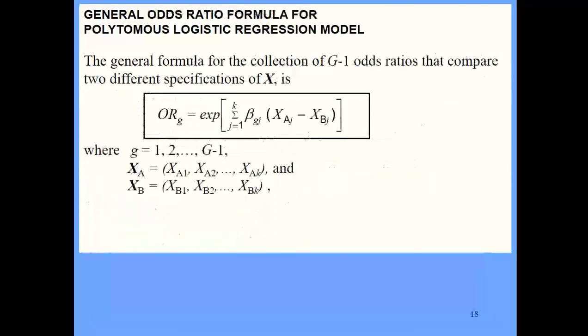There's also a general formula for the odds ratio. If you have capital G categories, G could be 3, G could be 10, then you're going to get several odds ratios, as we saw.